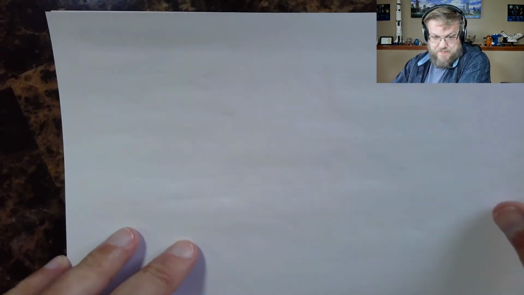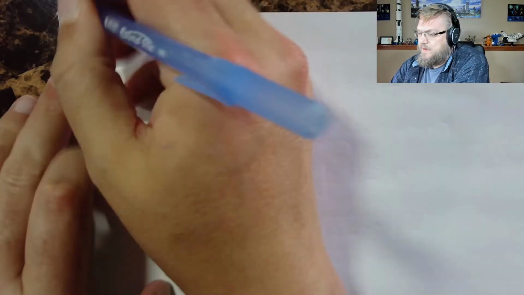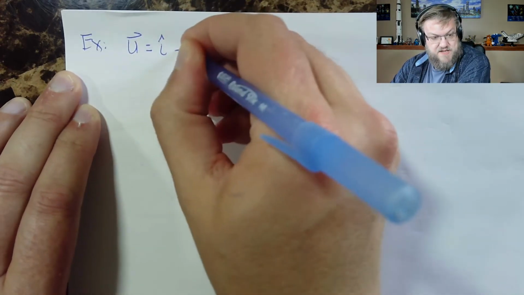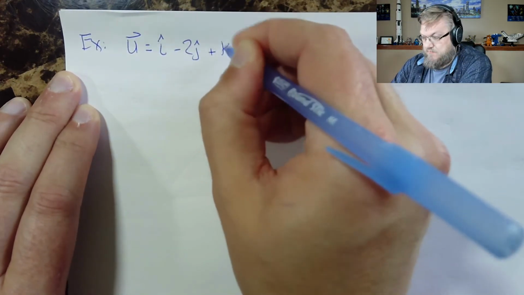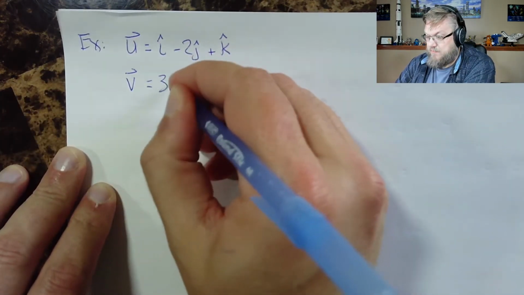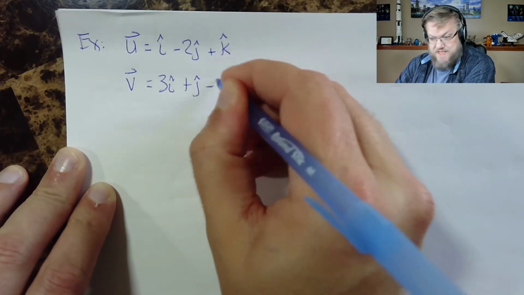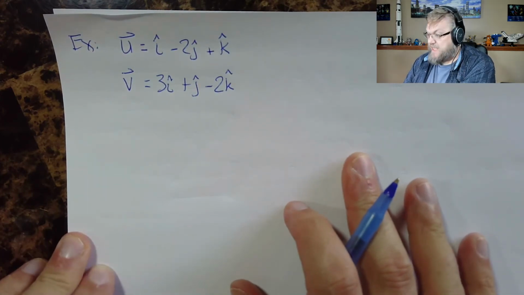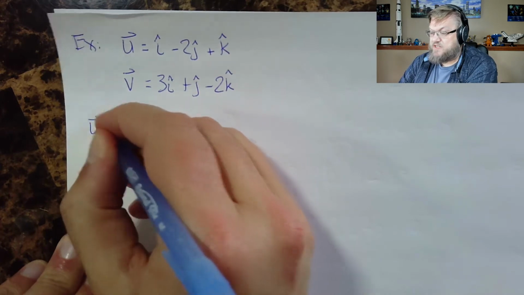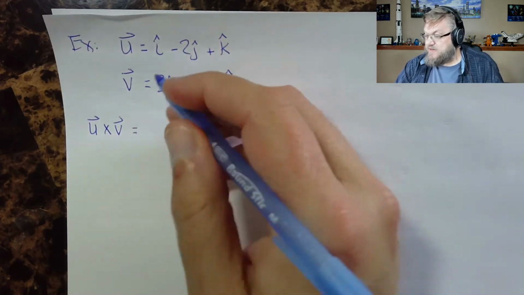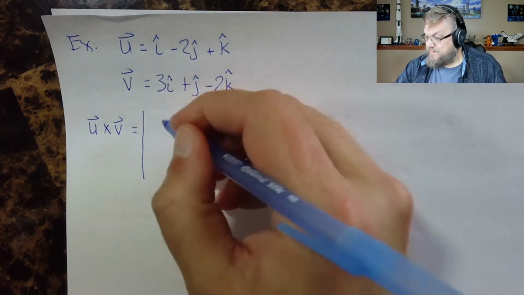All right, so here we go. Suppose I have an example. Suppose I have u, which equals i minus 2j plus k, and I have v, which equals 3i plus j minus 2k. Okay. And just for calculation purposes, I want to calculate u cross v. We'll get into what u cross v actually means and what it does very soon, but for right now, let's just see if we can flat out calculate it.